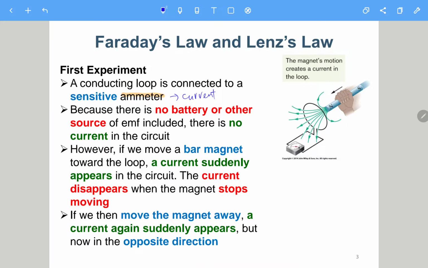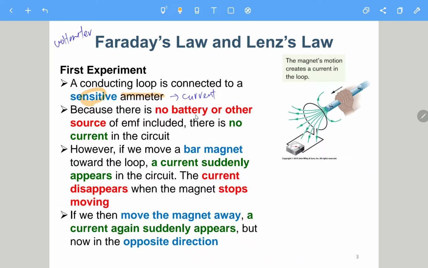Because the SI unit for the current is ampere, this is called an ammeter. And if we have a device to measure the voltage, we call it a voltmeter, for measuring voltage. Okay, so here sensitive means it can measure some very small current. Sensitive usually means it can measure some small current.